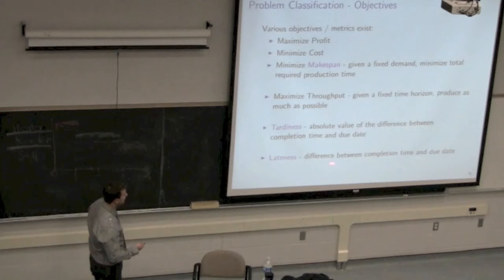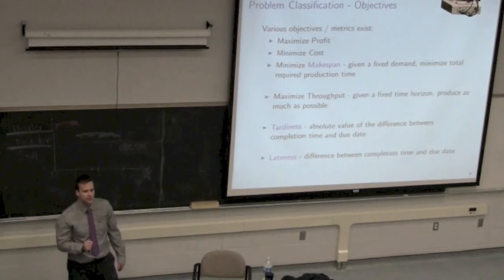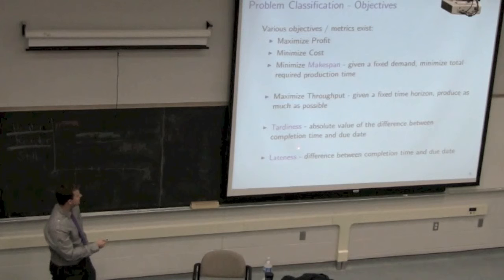Then over here you have lateness. Typically you want to minimize lateness. Lateness is defined as the difference between completion time and due date. So when do you actually finish producing versus when was it due? And then tardiness is the absolute value of lateness. Typically you minimize these in an optimization setting.